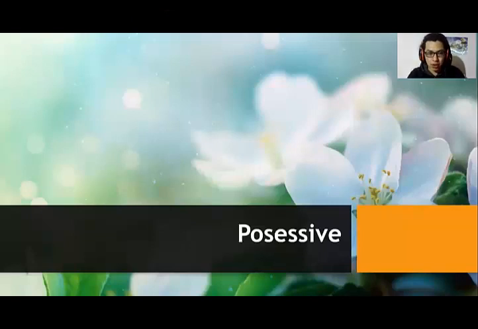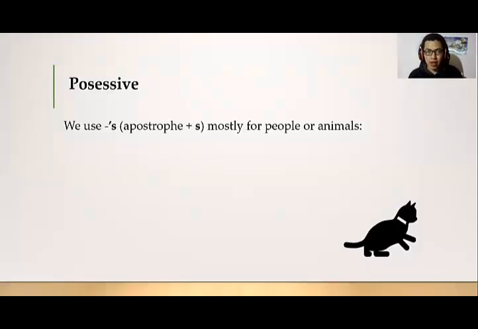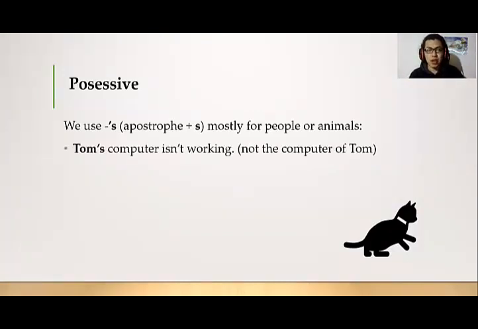Today I'm going to talk about possessives. We use the apostrophe plus s mostly for people or animals. We don't use it for things. For example, Tom's computer isn't working, not the computer of Tom.